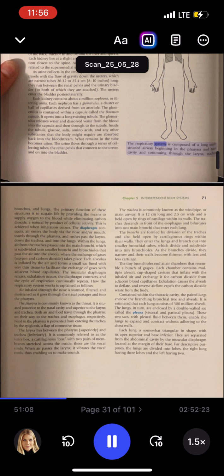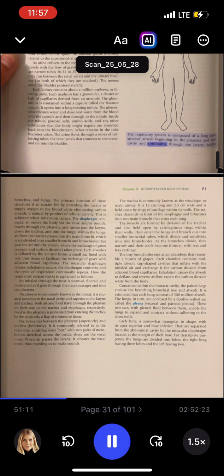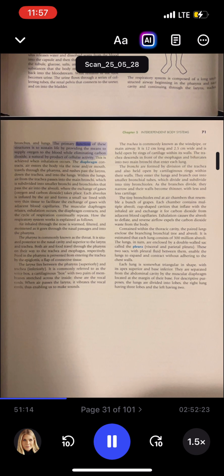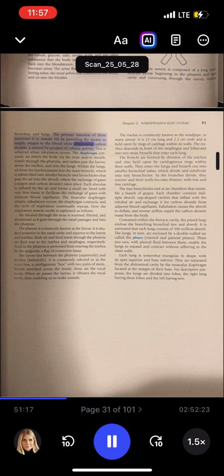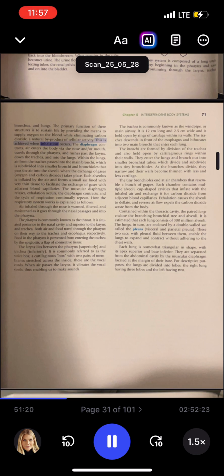The respiratory system is composed of a long, unobstructed airway beginning in the pharynx and nasal cavity and continuing through the larynx, trachea, bronchi, and lungs. The primary function of these structures is to sustain life by providing the means to supply oxygen to the blood while eliminating carbon dioxide, a natural byproduct of cellular activity. This is achieved when inhalation occurs.